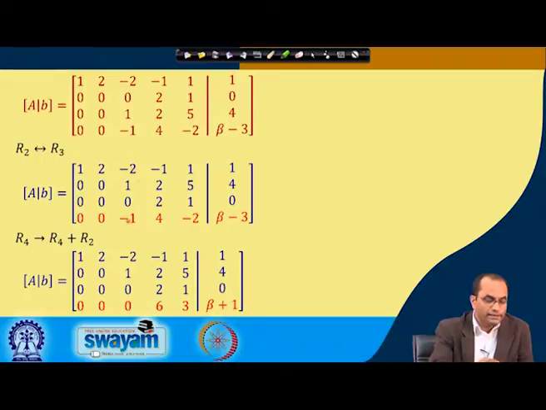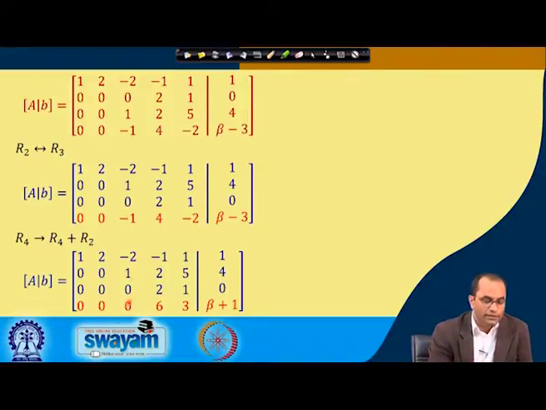So, now by adding these two rows, 2 and 4, what we will get: minus 1 plus 1, that is 0 here, 2 and this 4, this will give 6, and 5 minus 2, this is 3, and 4 plus beta minus 3, this is beta plus 1. So, we got this equation. Now, we will continue with the process.